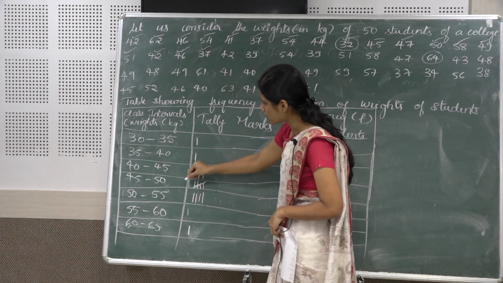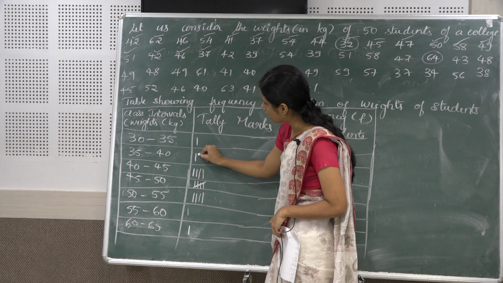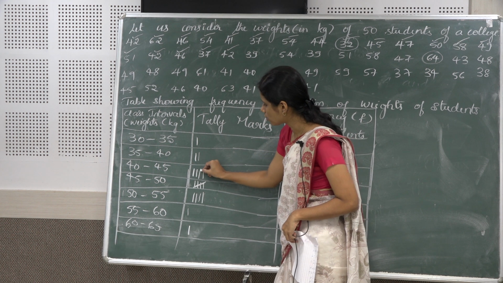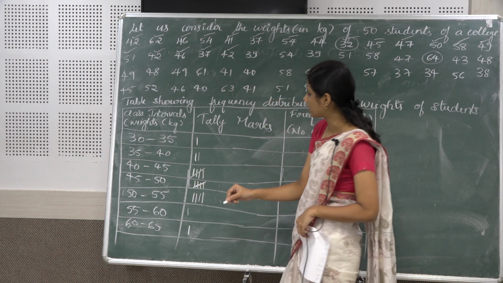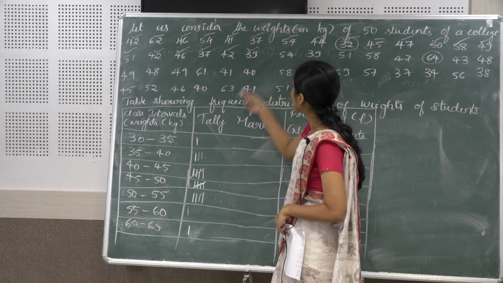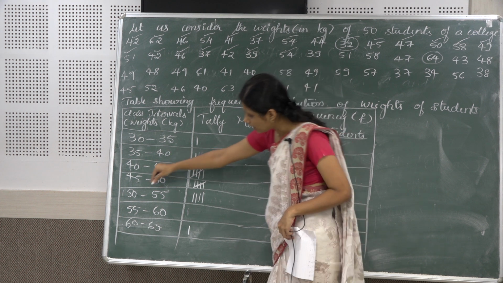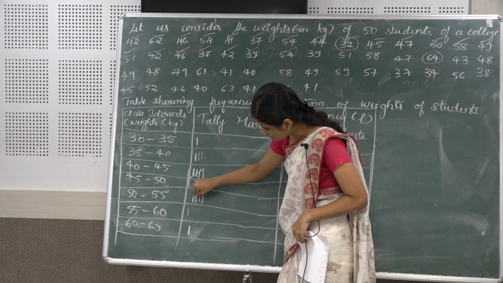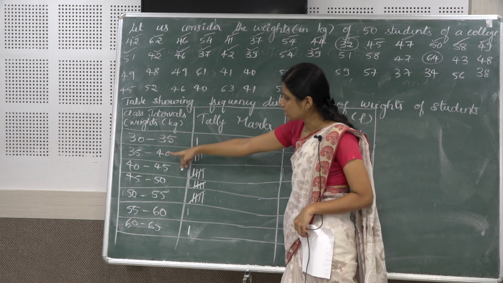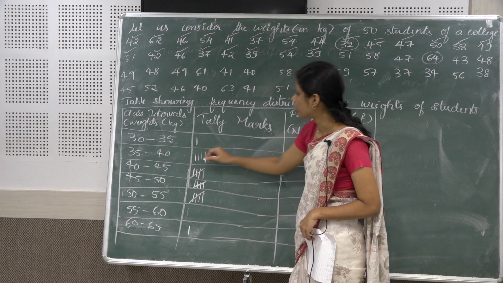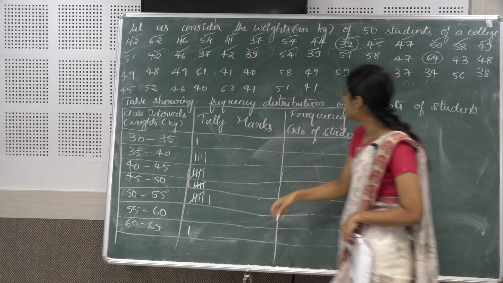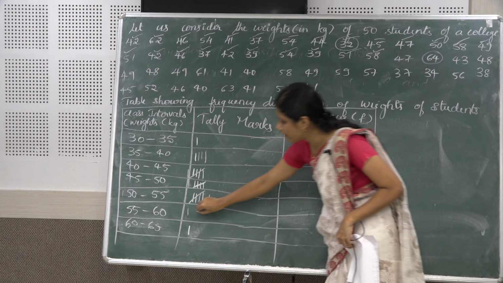Next 37. 37 lies in 35 to 40 range. Next 42. 42 lies in the range 40 to 45. This is also the 5th stroke, so you are going to mark it diagonal. Next 39. 39 lies in the range 35 to 40. Next 54. 54 lies in 50 to 55 range. This is the 5th stroke, so mark it diagonal. Then 39. 39 lies in this range 35 to 40. Next 51. 51 lies in 50 to 55 range. Next 58 comes in 55 to 60.